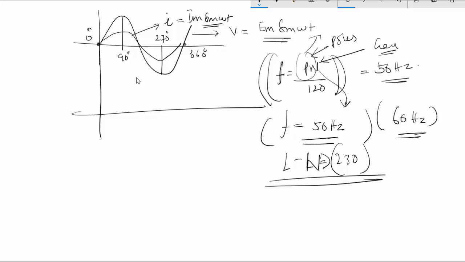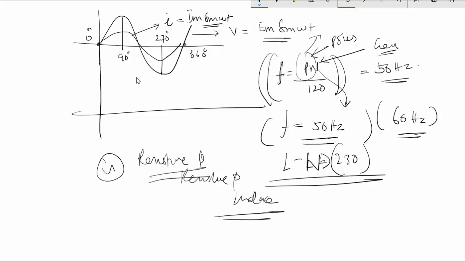So next we will see the effect of the AC voltage on resistive load and inductive load. The Im value and the Em value used here are usually in RMS or root mean square values, so you will have to take this into consideration while you are solving the numericals.